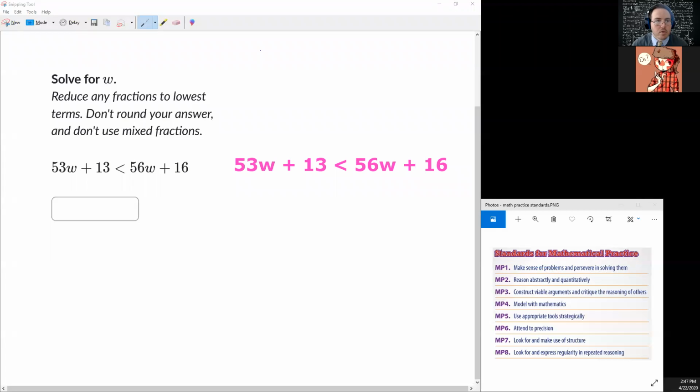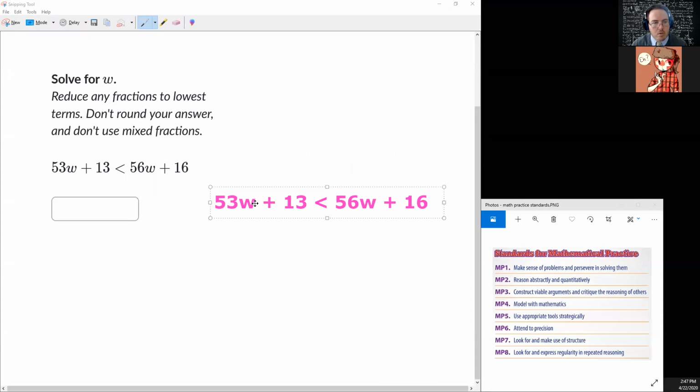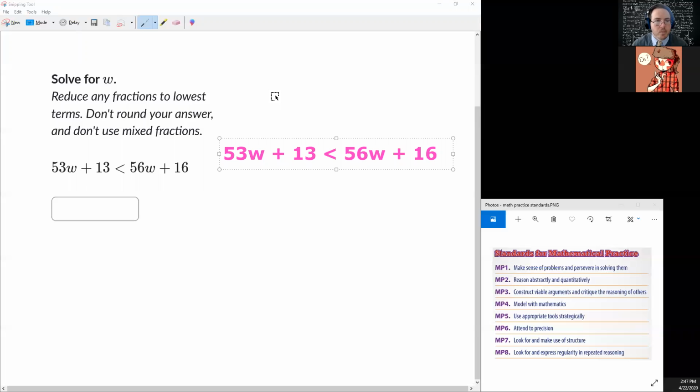I wonder. It will let me copy and paste. It's all right. 53W plus 13 is less than 56W plus 16.